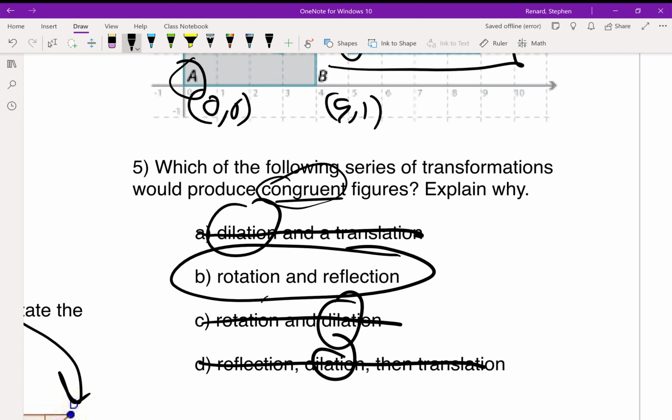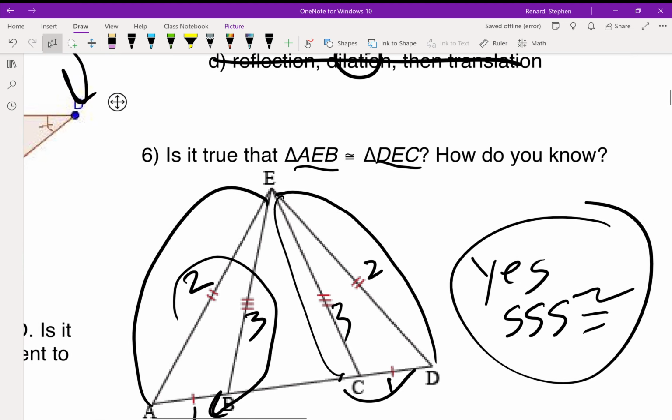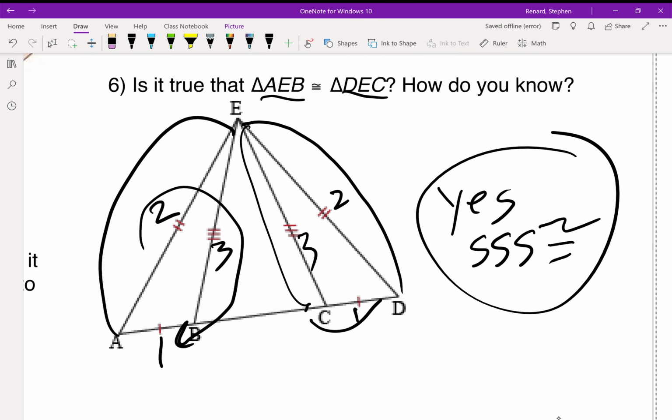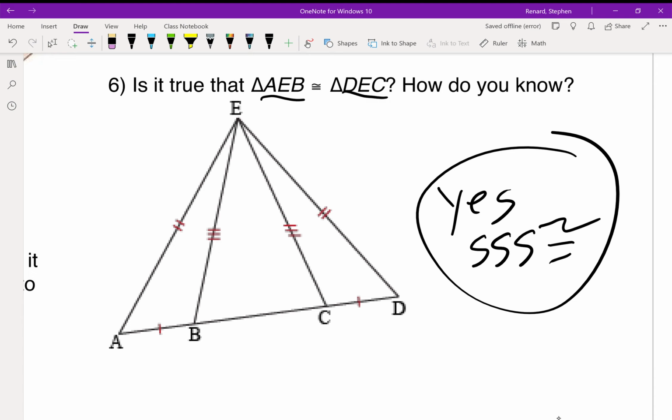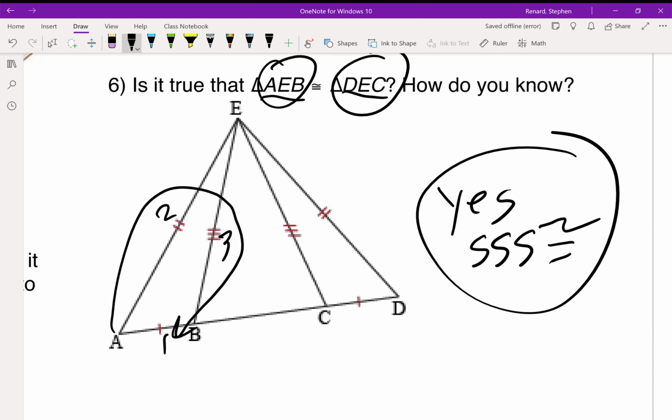Dilations do not give you congruent figures. They give you similar figures. Okay. Then 6, is it true that those two are congruent? Yes. And so what we really want to do here is, I know that we have all the markings, but remember, order matters. So we go 2 to 3 to 1 here. A to E to B. So D to E to C needs to follow that same pattern. Does it? Yes, it does. Therefore, we have side-side-side congruence.